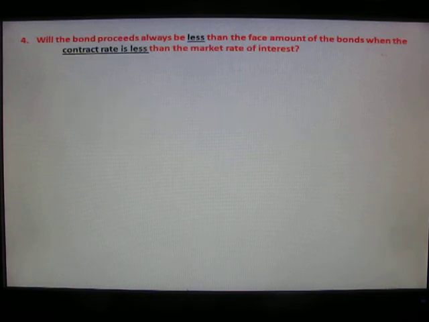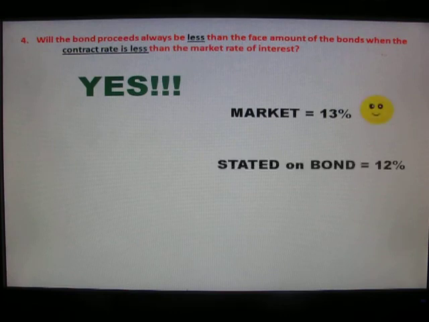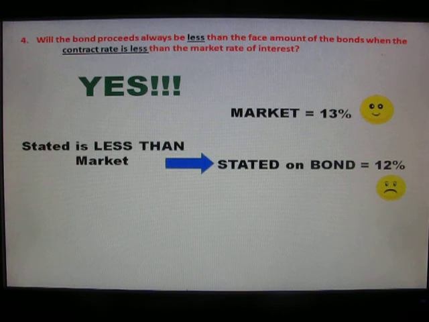Question 4 says, will the bond proceeds always be less than the face amount of the bonds when the contract rate is less than the market rate of interest? That's a lot of words with a lot of lesses and a lot of greater thans, so I have to put numbers with it. Okay, spoiler alert, the answer is yes. But let's look. The market rate is 13, that's a nice high rate. Our stated rate is 12%. That's lower. So the question says, the contract rate is less than the market rate. So that's what we have.